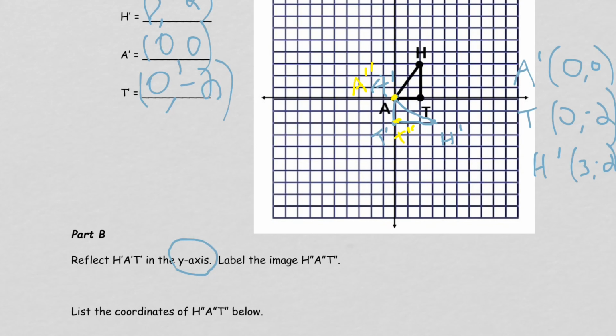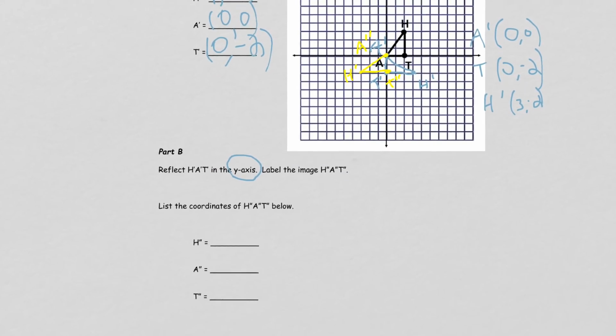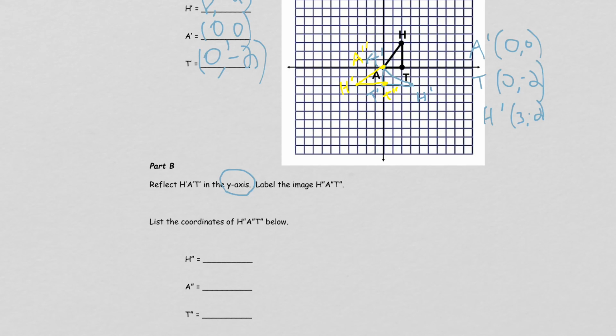And then, what's this one here? Oh yeah, and H prime is 3 away from the y-axis, the line of reflection. So H double prime is also going to have to be 3 away from the y-axis, the line of reflection. So here is H double prime. And then the coordinates of those are, H double prime is 3 to the left and 2 down from the origin, so that's negative 3, negative 2.